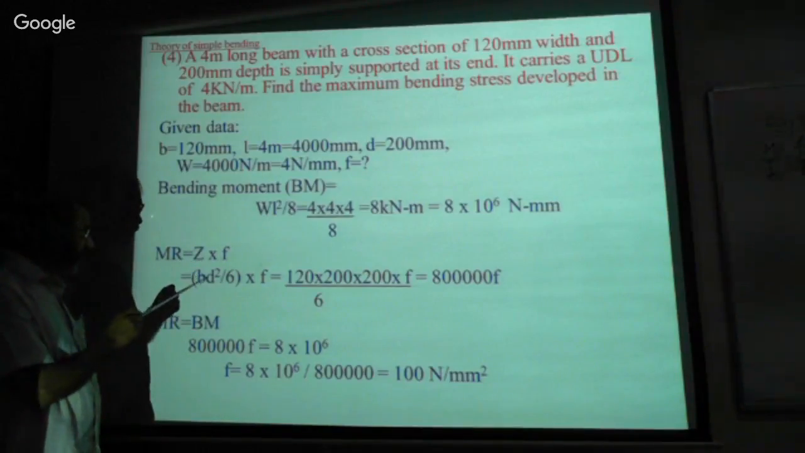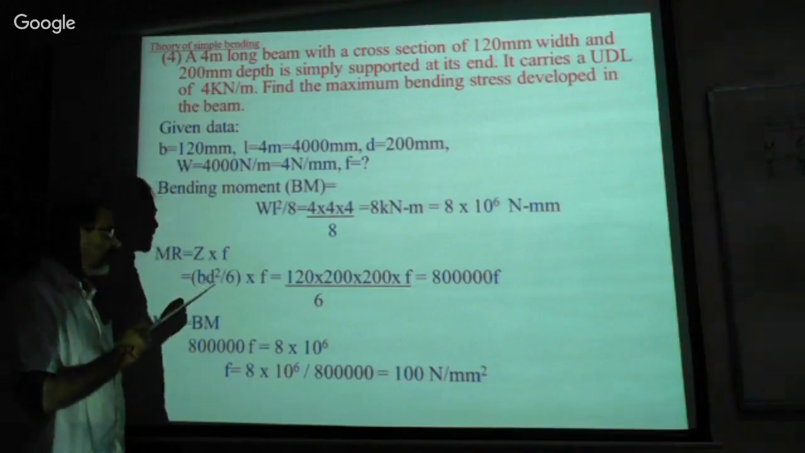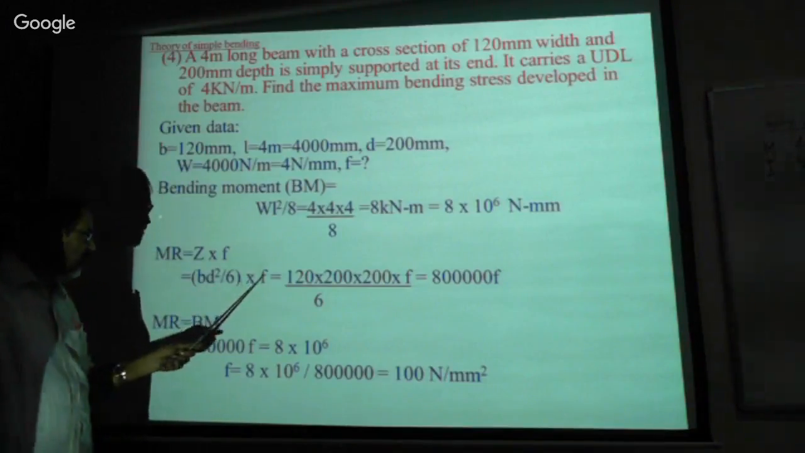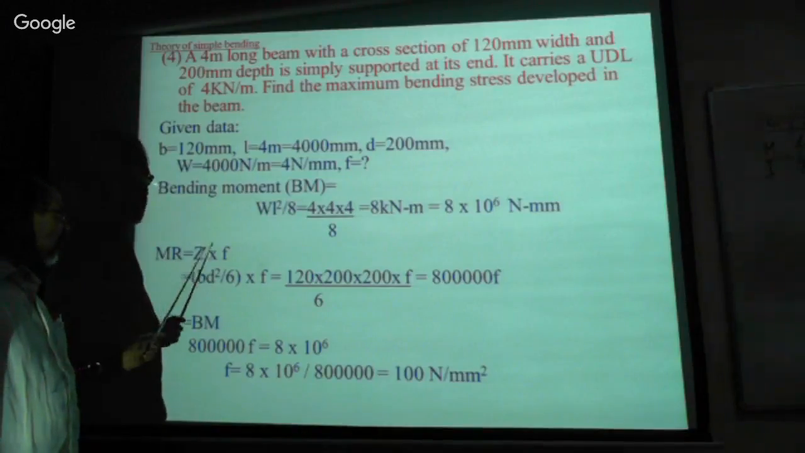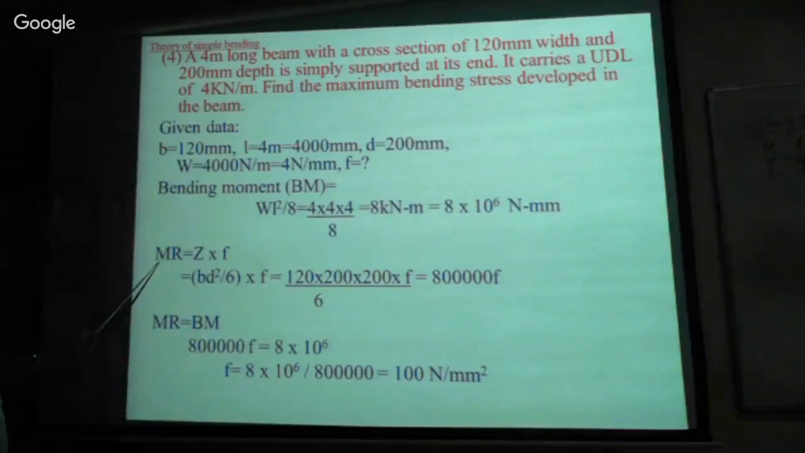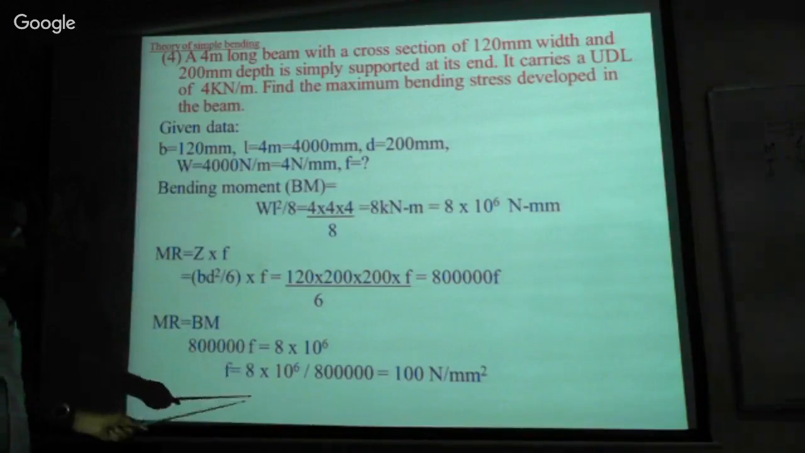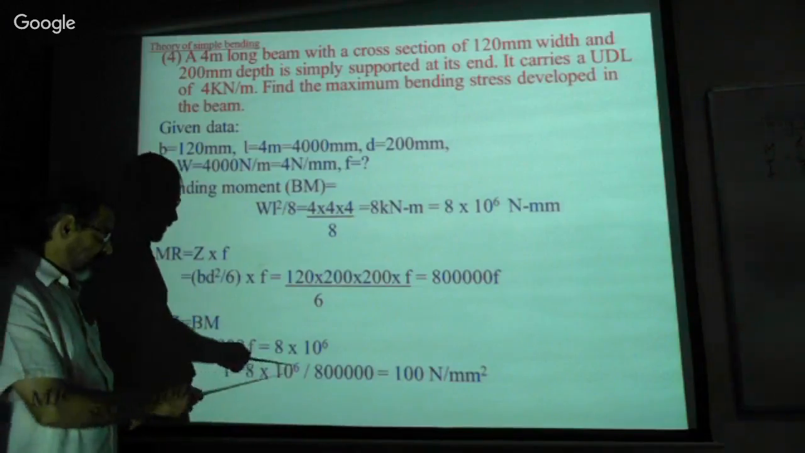I is equal to BD cube by 12 and Y is equal to D by 2. This is the section modulus, BD square by 6. Straight away we can substitute this, and the stress is the only unknown. Now moment of resistance is equal to bending moment. Therefore, substitute this value for moment of resistance, and we will get the stress in the beam. Isn't it?